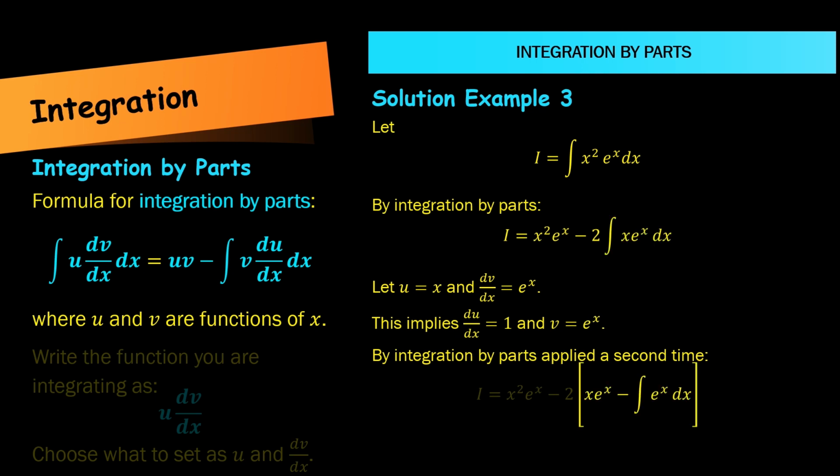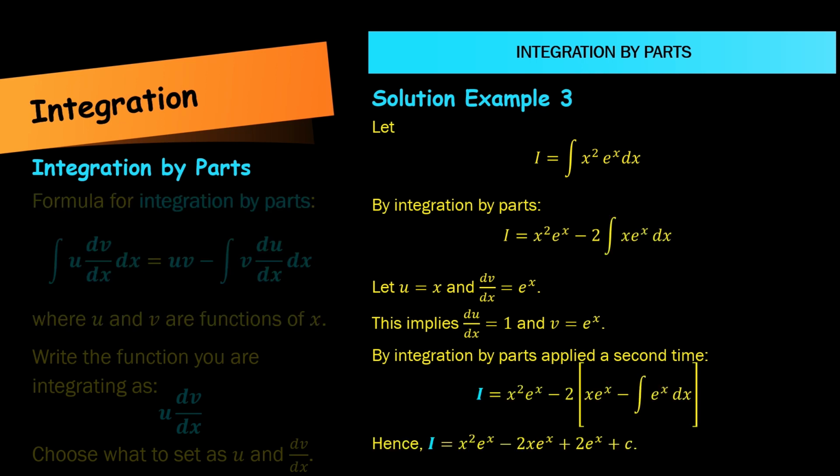So now our integral equals x squared e to the x minus 2x e to the x plus 2 e to the x plus our constant of integration c.